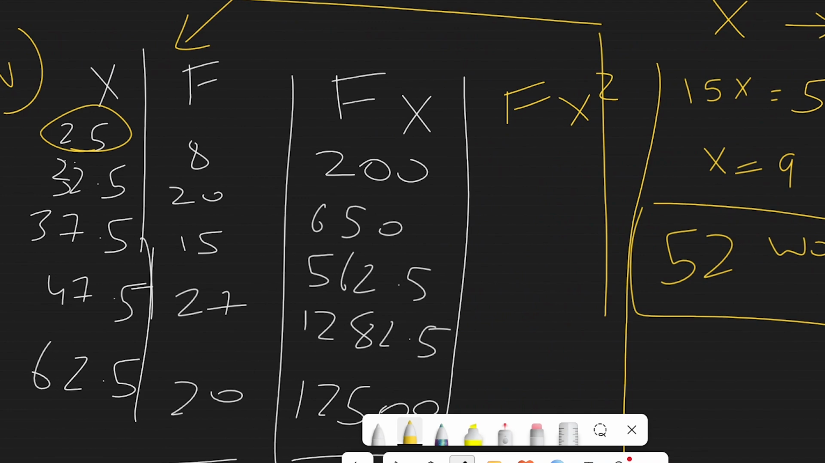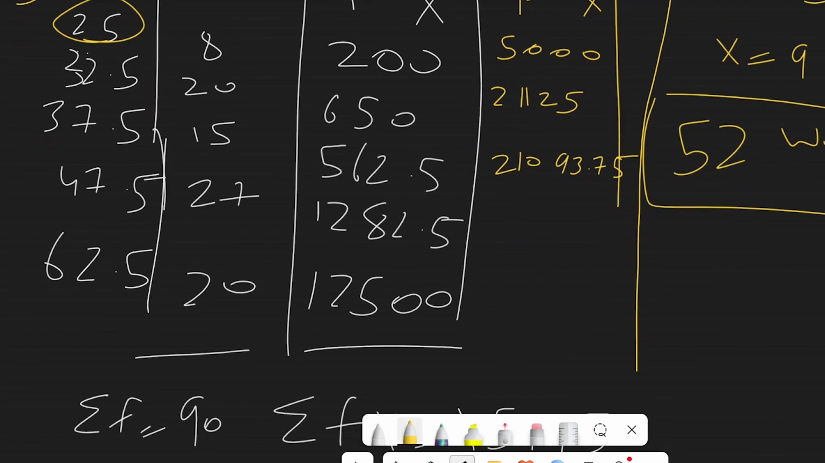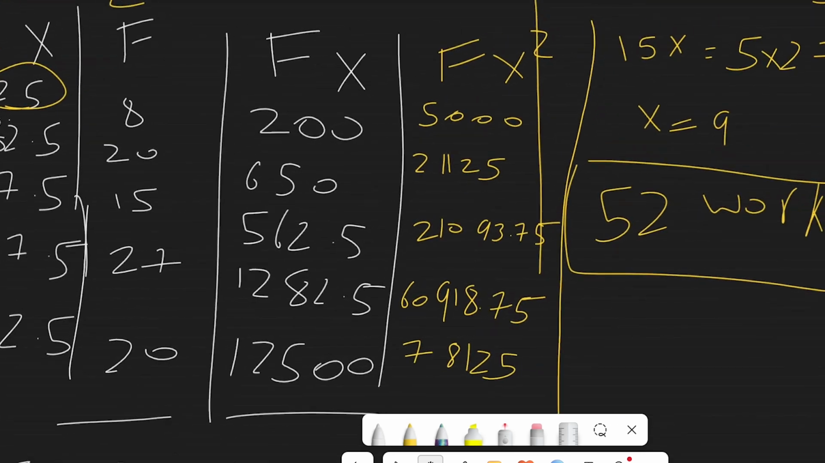25 square times 8, it would be 5000, and we have 32.5 square times 20, it would be 21125. We have 37.5 square times 15, 21093.75. 47.5 squared times 27, 60918.75. 62.5 square times 20, it is 78125. So we have calculated this column of fx square.